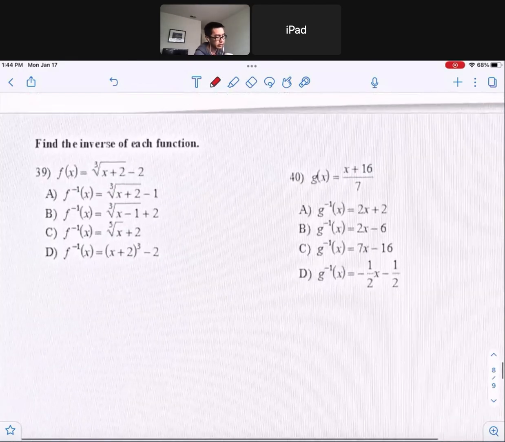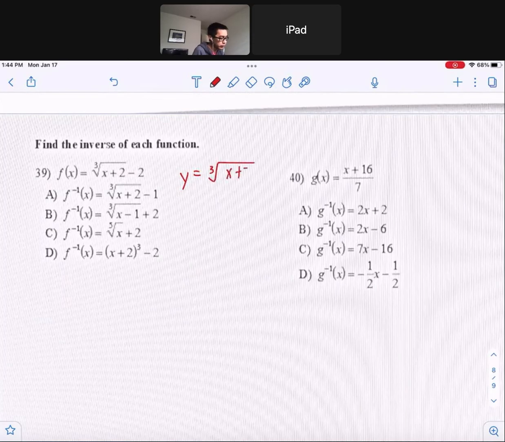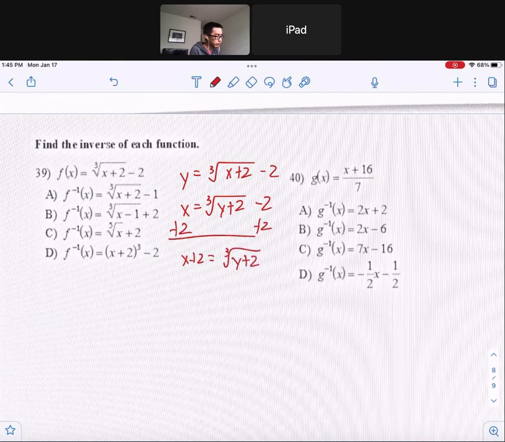And the last two, you guys, are inverse functions. So again, you guys set this equals to y, switch the x and y variable with each other, and then you guys solve for y. Add 2 to both sides, you guys get x plus 2 equals the cube root of y plus 2. Now because this is raised to the cube root, well, it's taking the cube root. You raise both sides to the third degree, third power.